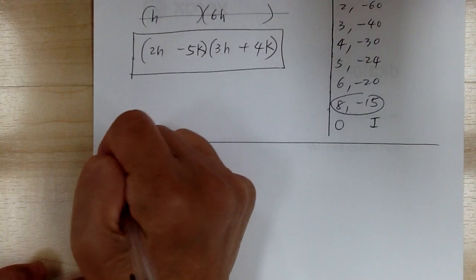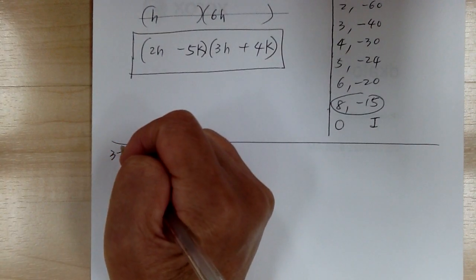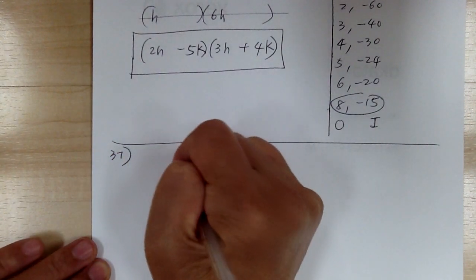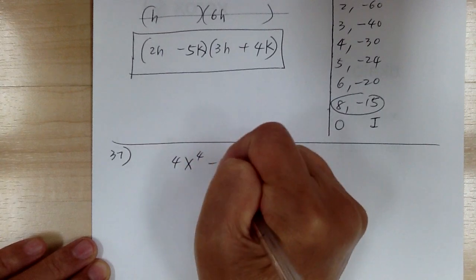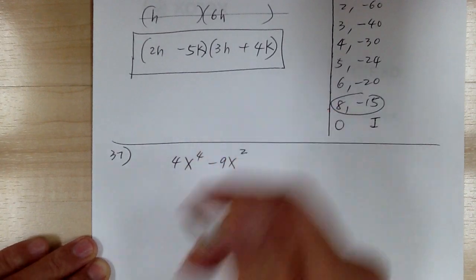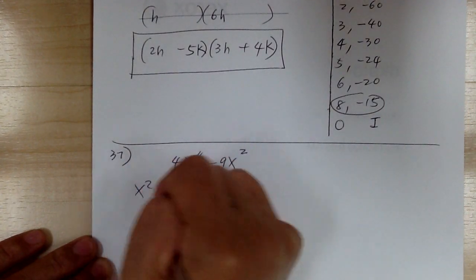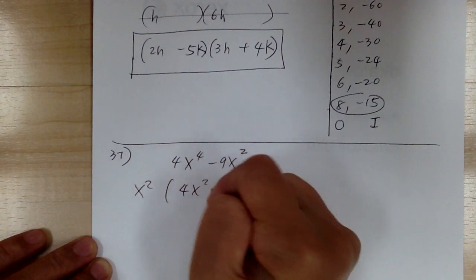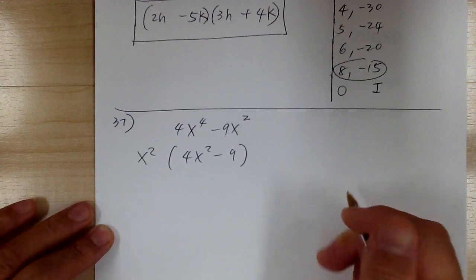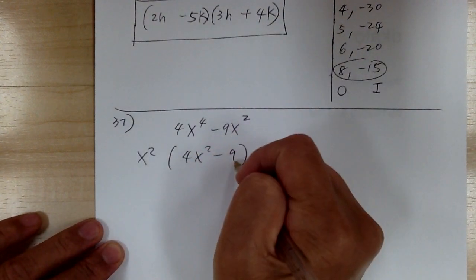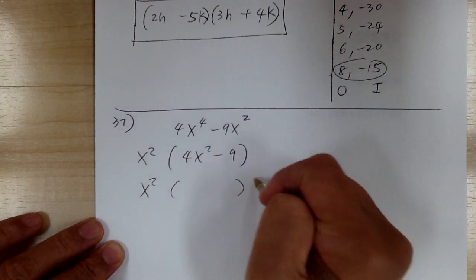Okay. Let's go to 37. Okay, you got 4x to the 4 minus 9x to the 2. Okay, so step 1, common factor, you can factor the x squared. So you're going to get 4x squared minus 9. Then you go to step 2. This is a difference of square, so you factor into conjugates.